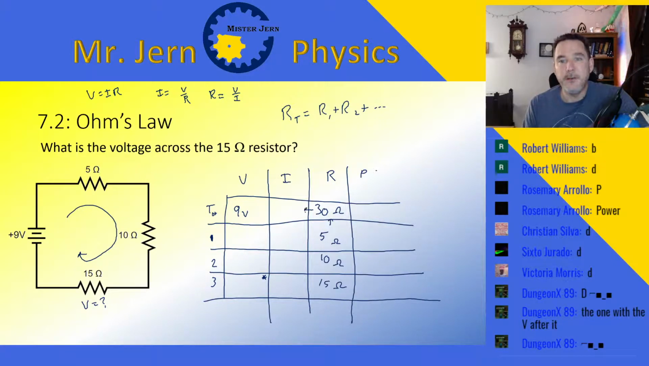From that point, I could figure out the total current because now I have 2 of the 3. And so I'm going to use this equation right here to solve for current. I'm going to take volts divided by resistance. So 9 divided by 30. I don't think I need to put my calculator up there, but let me know if I do. So 9 divided by 30, I got 0.3 amps.